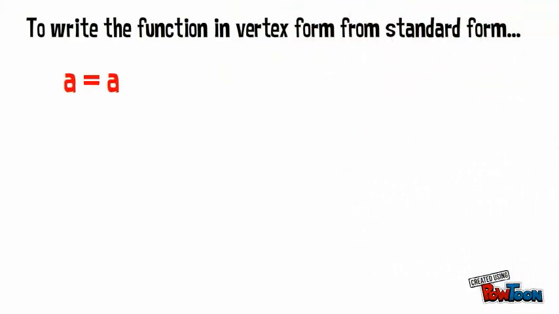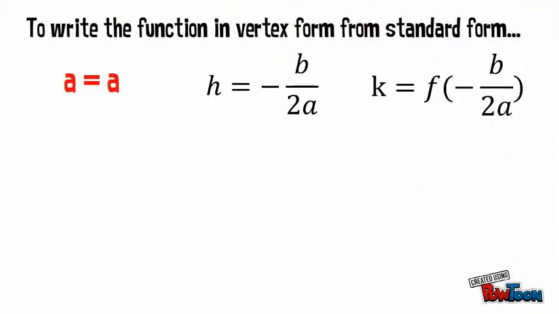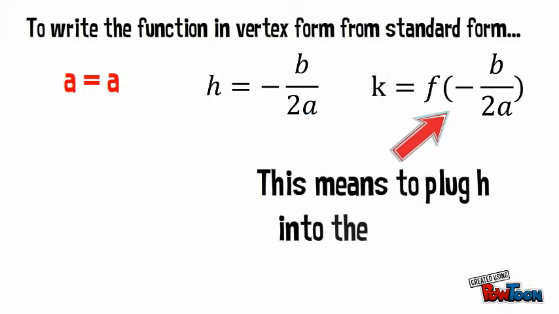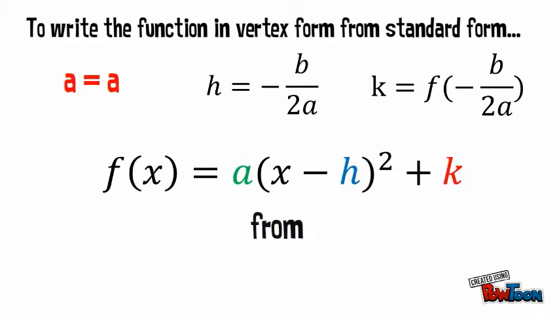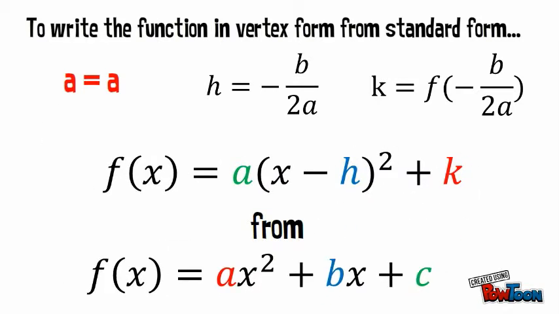Now, to write something in vertex form from standard form, a is a, h is negative b divided by 2a, and you take that answer and plug it back into the equation. That's what f of negative b over 2a means. That's how we get vertex form if given standard form.